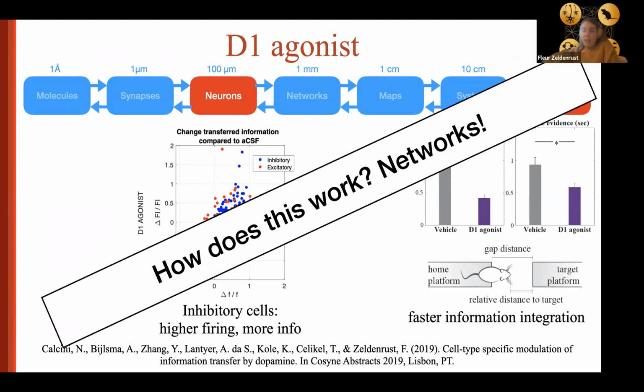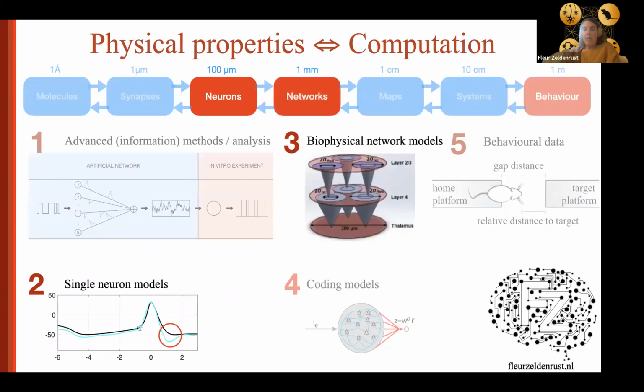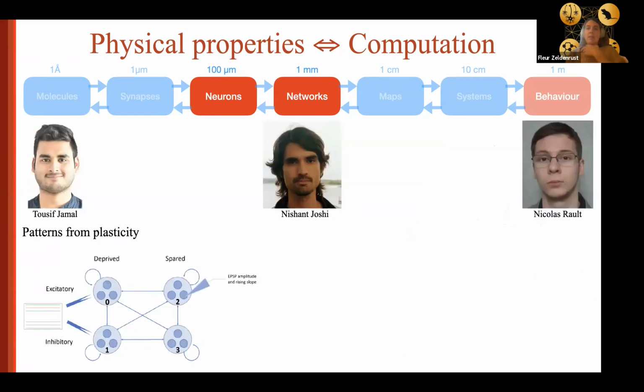Well, if you want to answer that question, we have to go to the network level. And that is actually what we're doing right now. So we're trying to build artificial networks to explain this. How can a change in properties of a single neuron result in a change in behavior? So these are the three PhD students there. I saw that at least some of them are also here today. They're working on this problem.